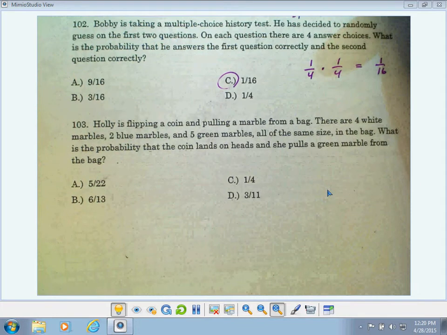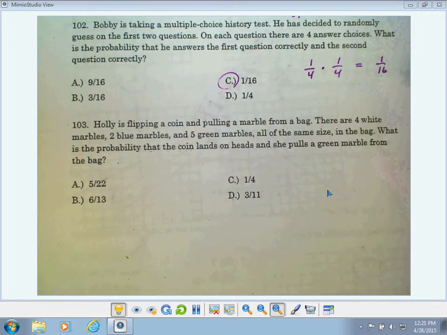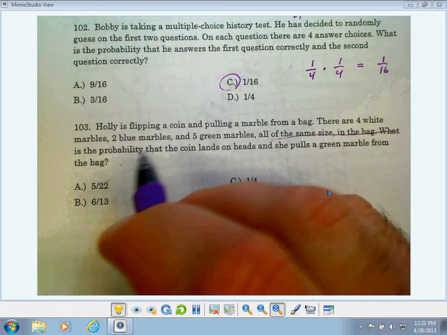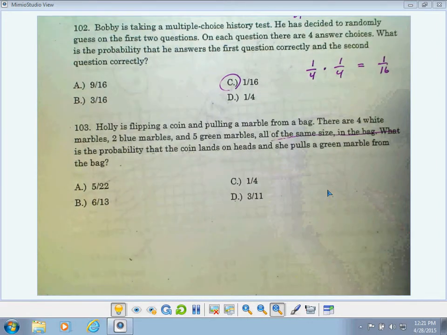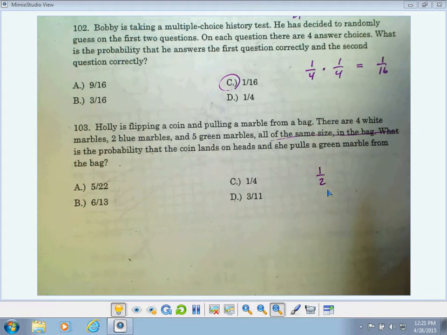For number 103, it says that Holly's flipping a coin and pulling a marble from a bag. There are 4 white marbles, 2 blue marbles, and 5 green marbles that are all the same size in the bag. It says, what's the probability that the coin lands on heads? Well, that's 1 out of 2. And she pulls a green marble from the bag.